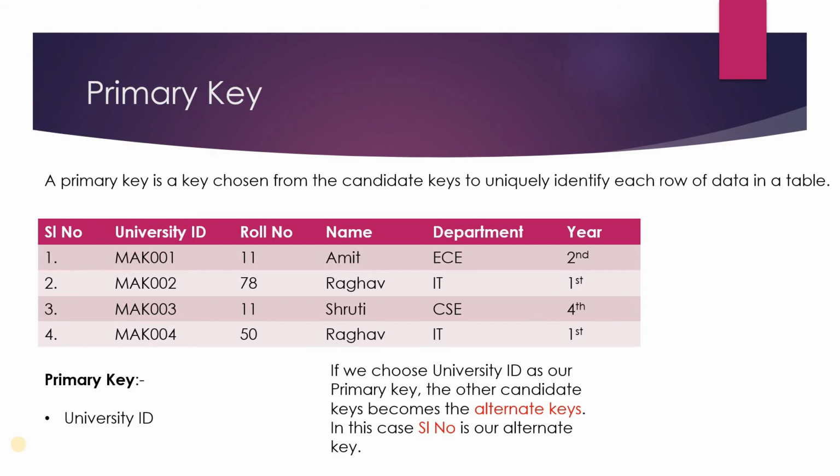Now if we choose university ID as a primary key, the remaining candidate keys become our alternate keys. So in this case, serial number is our alternate key.